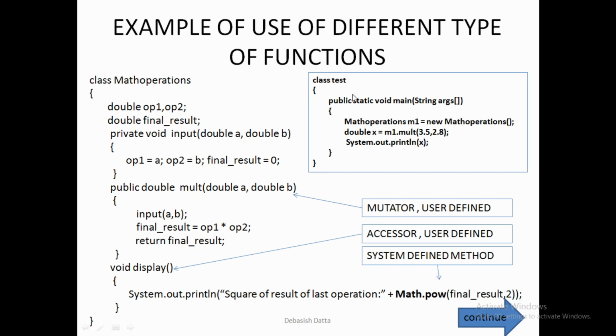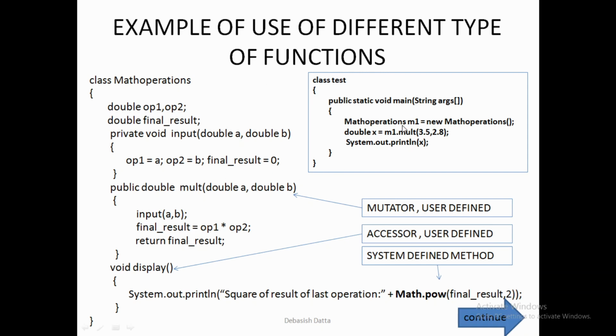In the Test class, in the main function, I have created an object m1 of the MathOperation class and called the mult function using that object. But the same cannot be done with the input function. That means if we write m1.input with some values, that will create a compile time error. You can try this on your PC if it is available.